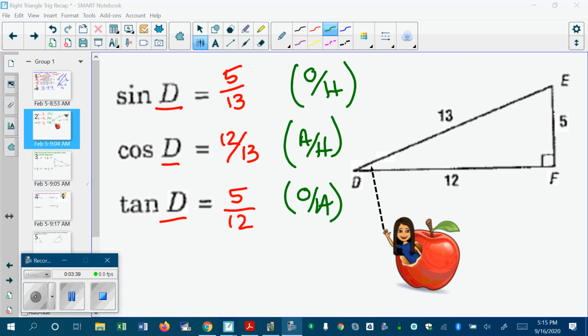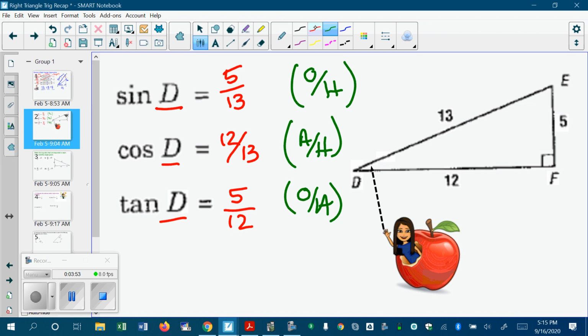So in parentheses, I put how you should think about each one of these, right? You're thinking opposite over hypotenuse, adjacent over hypotenuse, opposite over adjacent. The red is what you actually should have as your answer. I would caution you about writing fraction bars that are slanty. In my experience as a math teacher, that causes some problems sometimes. So just try to write horizontal fraction bars.